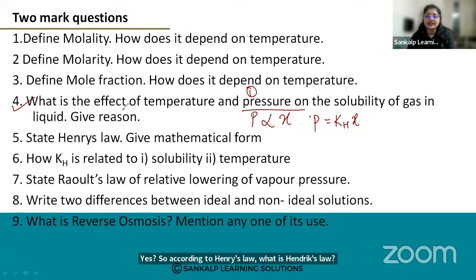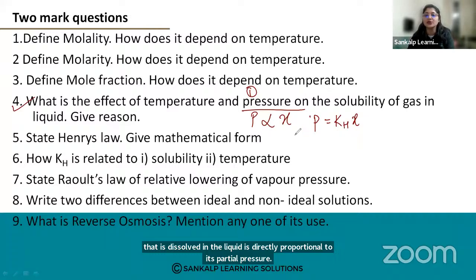According to Henry's law, when the temperature is kept constant, the amount of gas that is dissolved in a liquid is directly proportional to its partial pressure. So this is Henry's law, and this is 1 mark. And for the mathematical expression, you will get another mark.